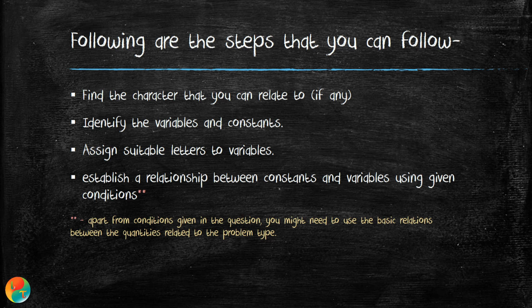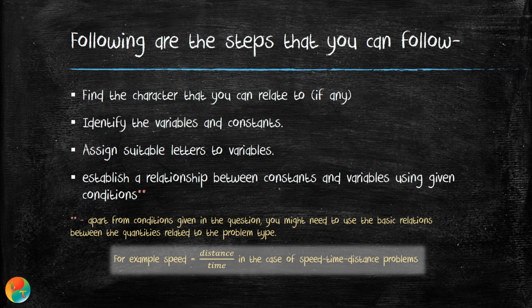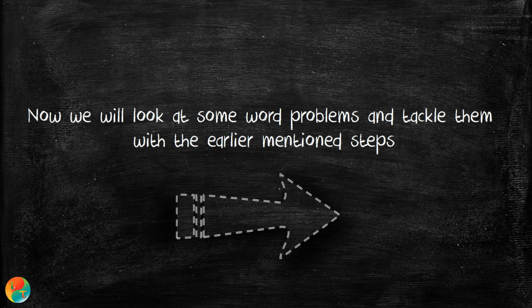Apart from the conditions given in the question, you might need to use the basic relations between the quantities related to the problem type. It means speed is equal to distance upon time in the case of speed time distance problems. Now we will look at some word problems and tackle them with the earlier mentioned steps.